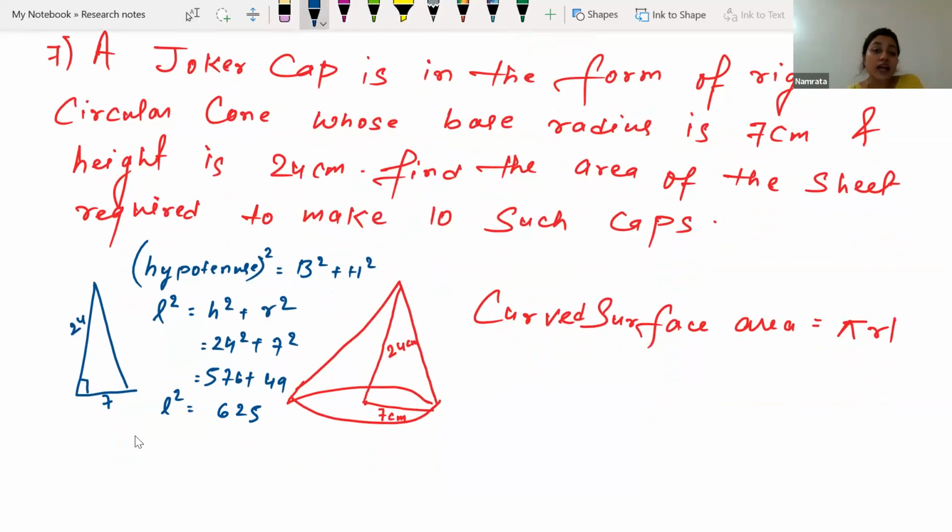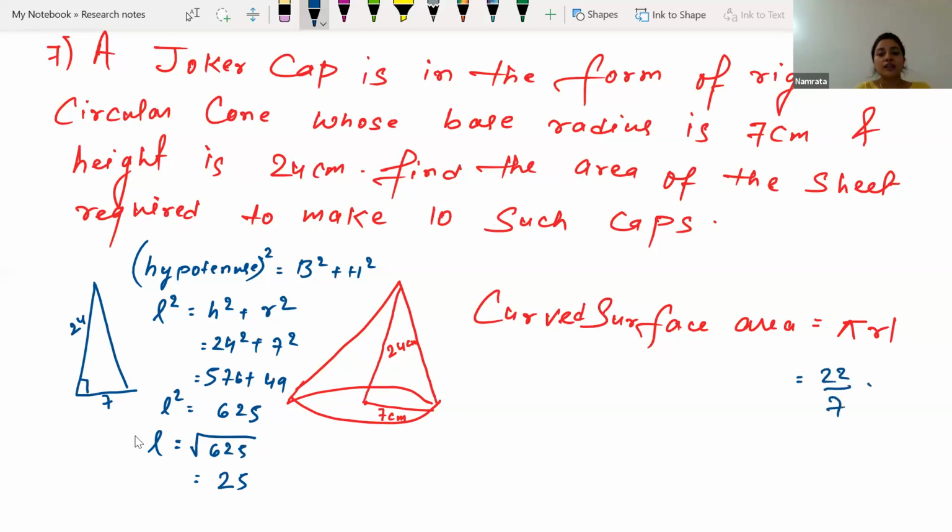Are we interested in L square? No. We want to find L. So the square root of 625 will give us L. 25 square is 625. So L, the slant height, is 25. R we know. So now we can do that calculation.